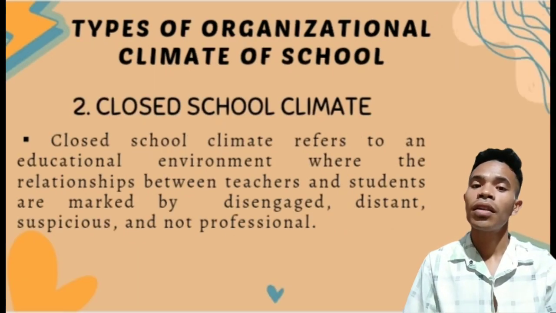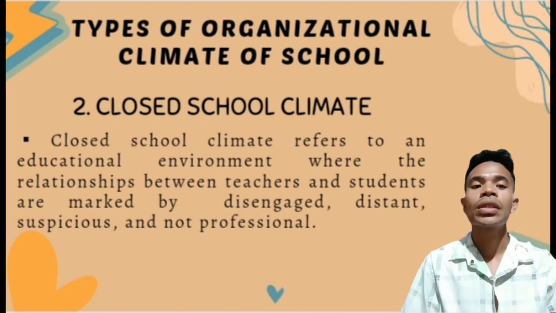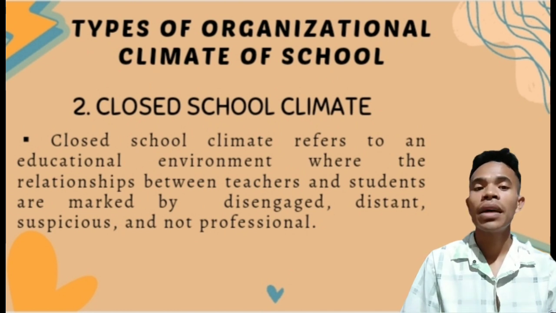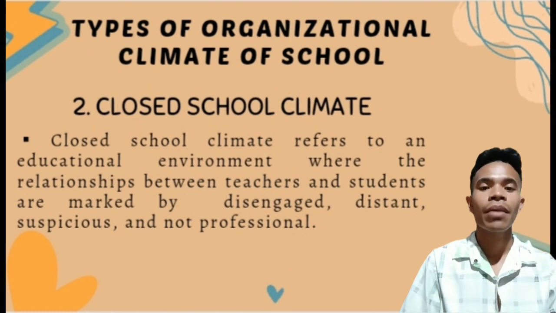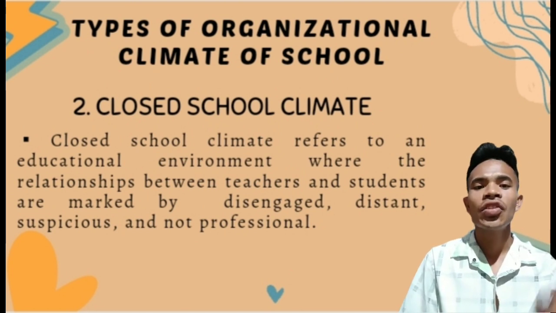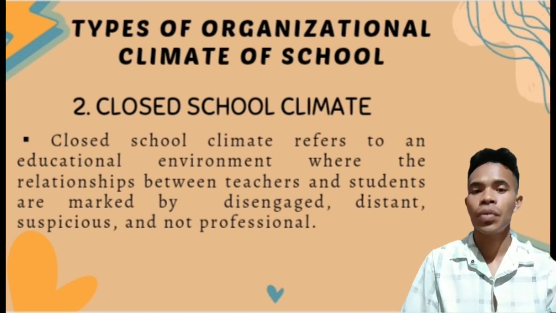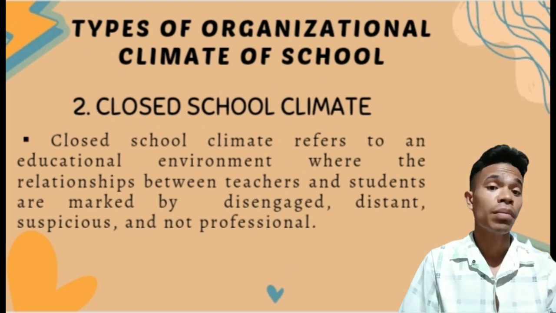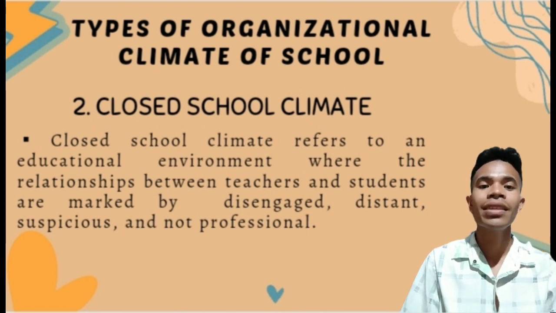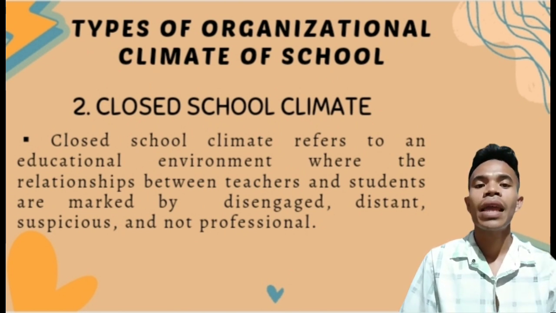Moving on to number two, closed school climate. Closed school climate refers to an educational environment where the relationships between the teachers and students are marked by disengaged, distant, suspicious, and not professional. In such a climate, teachers may not actively engage with their students, maintaining a sense of emotional detachment. They may also be skeptical of their students' abilities or motives, leading to a lack of trust and a strained atmosphere.